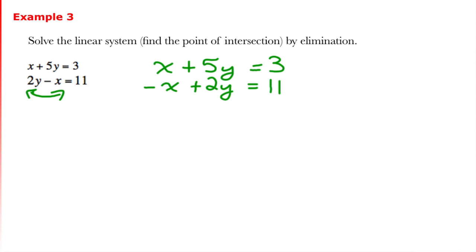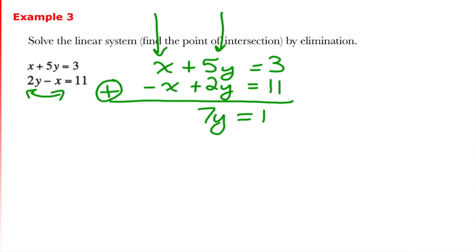We have vertically the x's in line and the y's in line. And we notice that the coefficients of these x terms are both 1. So we're going to go ahead and eliminate the x values. There's nothing you could do to 5 and 2, add or subtract. The y's will not eliminate in this case. So if we choose to add, because these signs are different, 1 plus negative 1, that cancels out. 5 plus 2 is 7. 3 plus 11 is 14. Divide both sides by 7, and y equals 2.